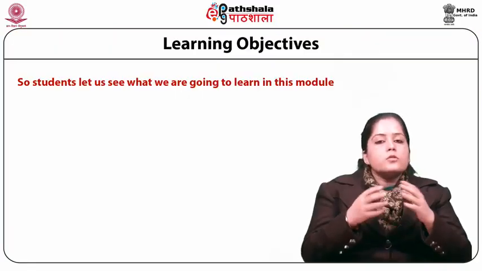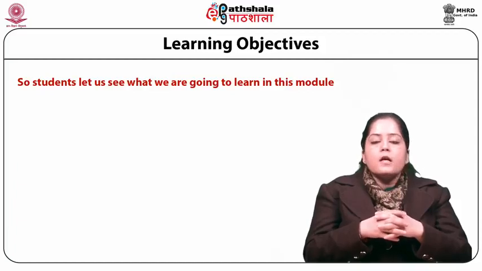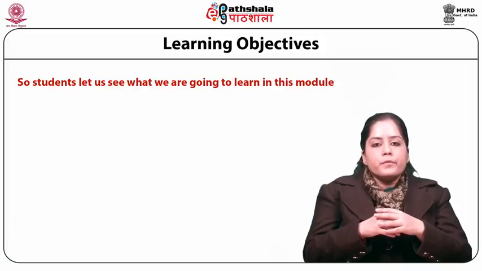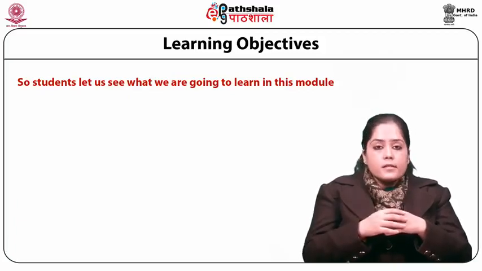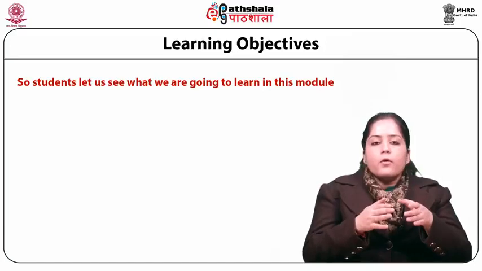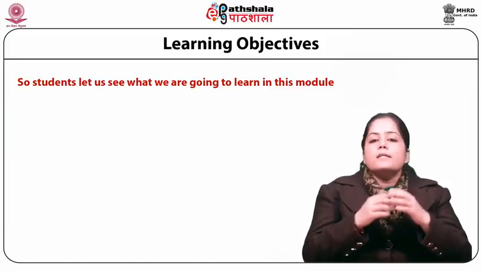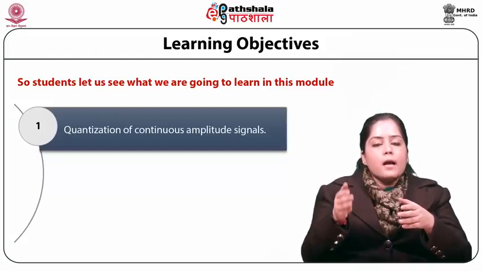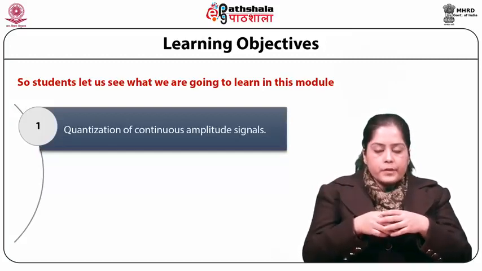Today we are going to discuss the module Digital Signal Processing Part 2 from the paper Electronics. So students, let us see what we are going to learn in this module. First, we will discuss the third important process of sampling, that is quantization of continuous amplitude signals.